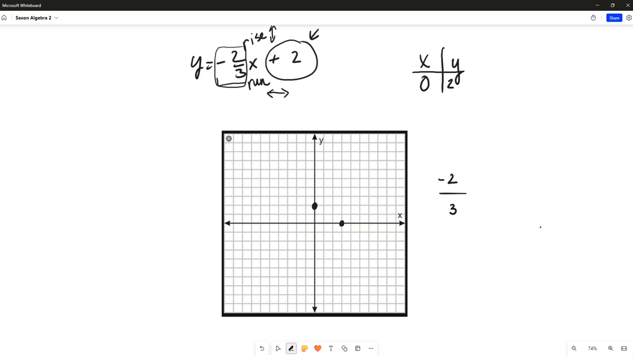And I could do that again. I can go down 2, and to the right 3. Okay, that is one line. I can also use this as a positive 2 and a negative 3, because what matters is whether this fraction is positive or negative, not whether you use the negative in the numerator or the denominator. So if I use that positive 2 from the y-intercept right here, I would go up 2 and to the left 3. And you see how that's on the same line.